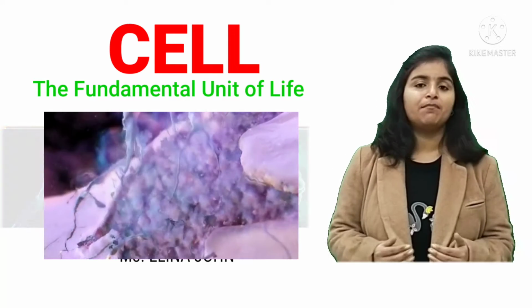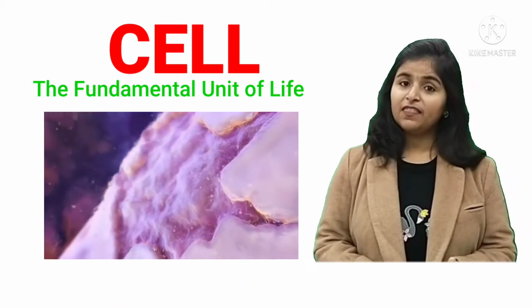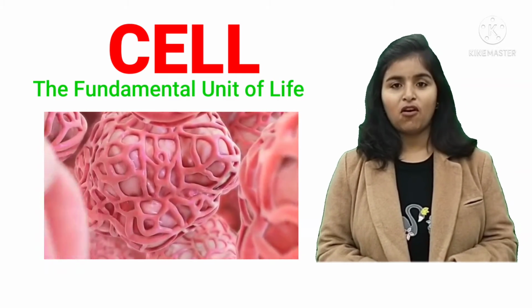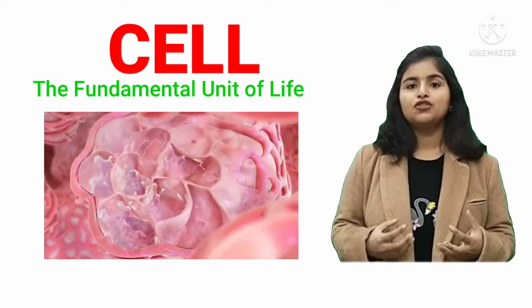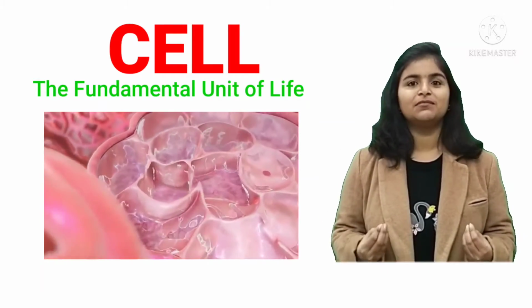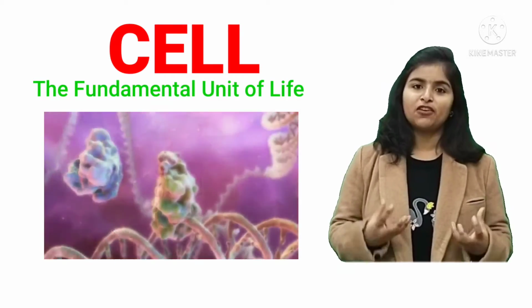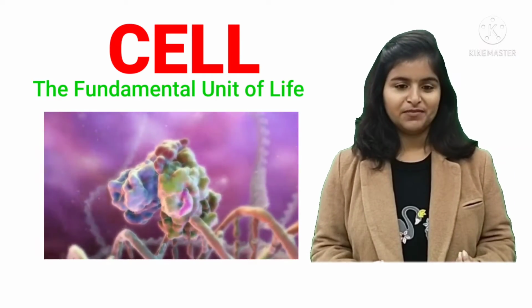Cells combine together to form tissues. Tissues again combine together to form organs. Different organs combine together to form an organ system, and the different types of organ systems combine to form one organism.